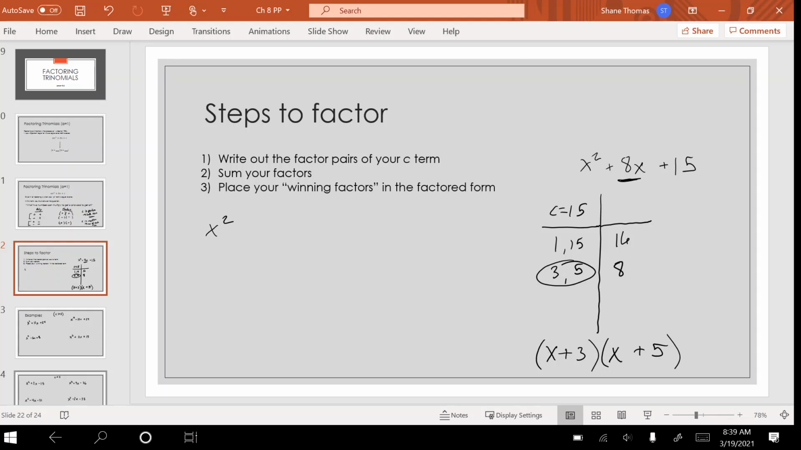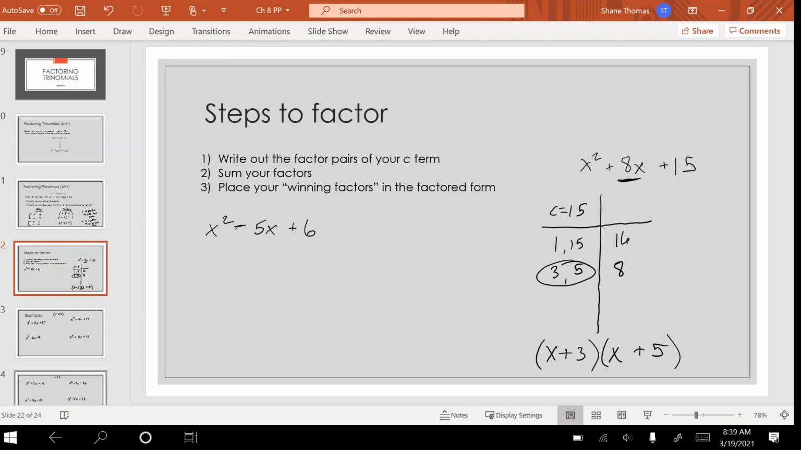Go x squared minus 5x plus 6. Okay, so again, just before you even get started, just check and make sure this leading term is 1, which it is again. All right, what's my C term here?